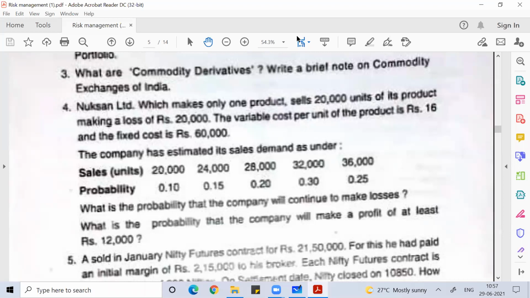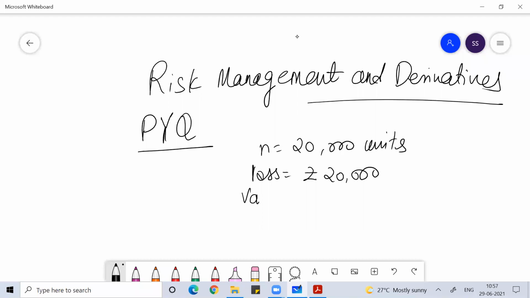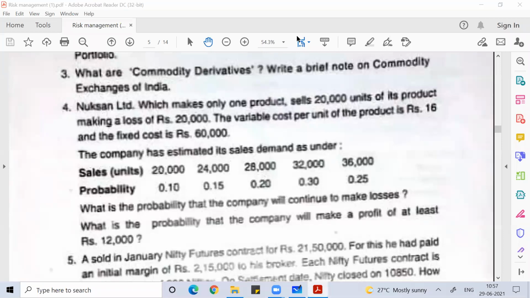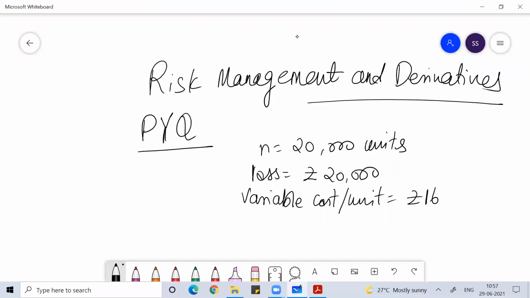The variable cost per unit of the product is 16 rupees. So you can find the total variable cost. What would be your total variable cost? That will be 16 into 20,000, which is 3,20,000. That would be your total variable cost.